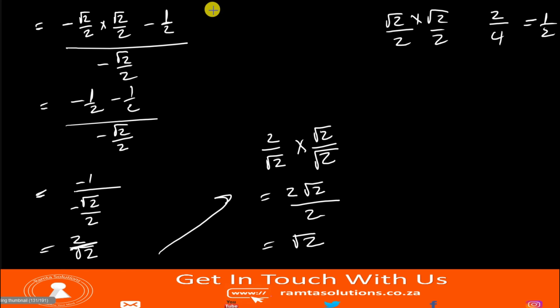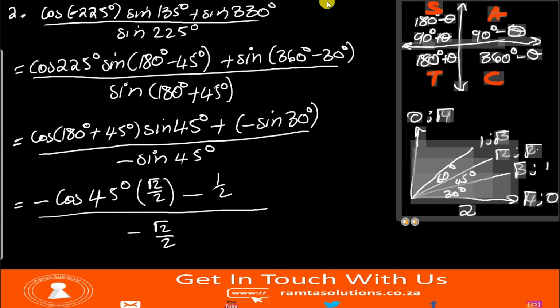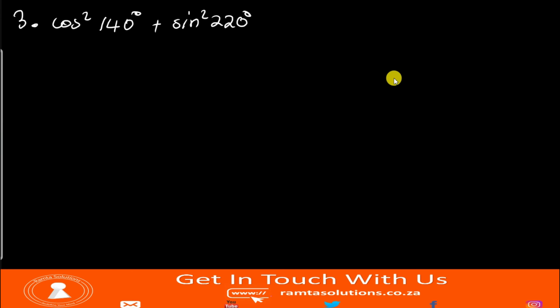Number 3 says cos squared 140 degrees plus sine squared 220 degrees. I'm going to copy this diagram. I need to use it all the time when I am working with you. Okay, I'm going to copy it. And now let me paste it.